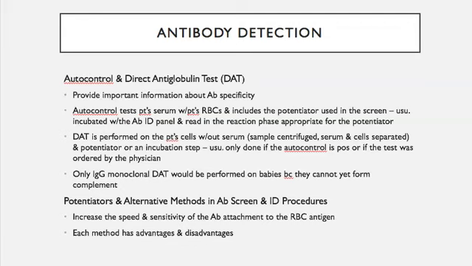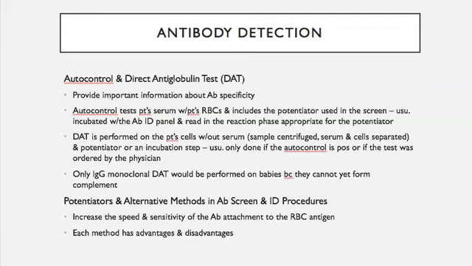It also usually gets incubated with antibody ID panel and read in the reaction phase appropriate for whatever potentiator you're using. The DAT is performed on the patient's cells without serum. So you're going to centrifuge your sample and separate your serum from your cells. It also is going to use that potentiator and an incubation step if it's appropriate. Usually you're only going to do the DAT if the autocontrol is positive or if the test was ordered by the physician.